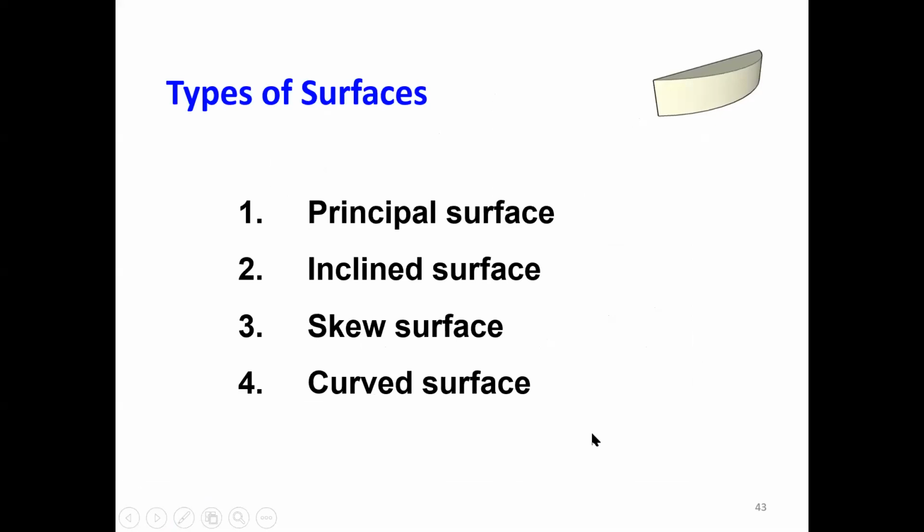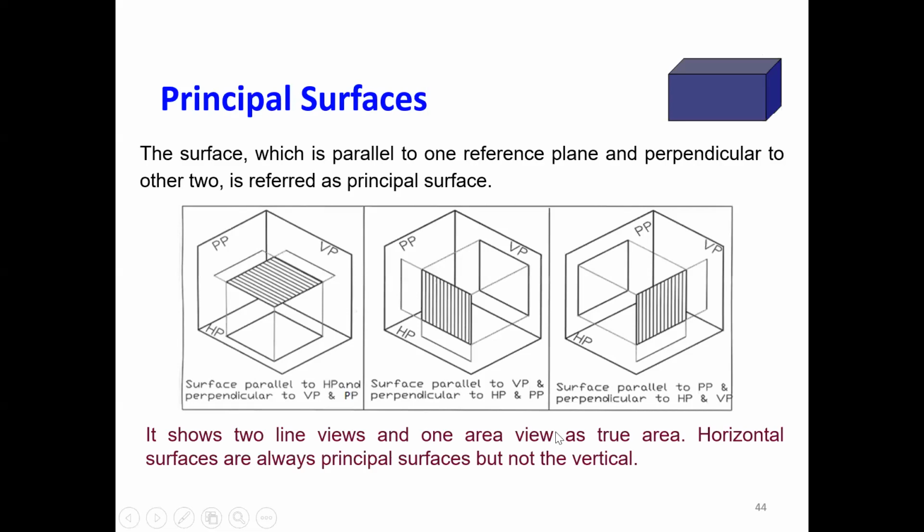So there are different types of surfaces also. In the object there are different types of surfaces. One is a principal surface, another is inclined surface, skew surface, and curve surface. What is that? We will just learn. So this is the principal surface. These are parallel or perpendicular to the reference planes. Okay, so it is either parallel or perpendicular to the reference planes. So you can see here this plane is parallel or perpendicular to the reference plane.